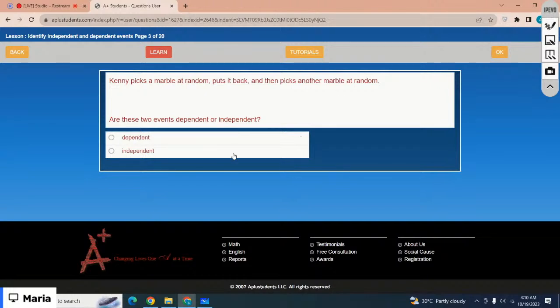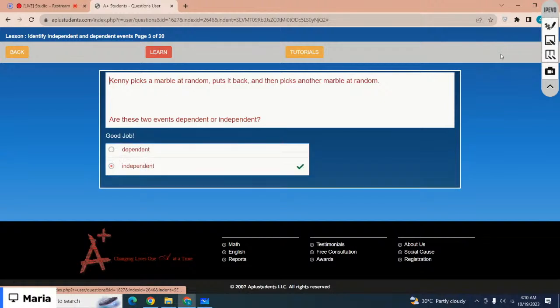So they are the dependent events. No, independent, because she put it back.